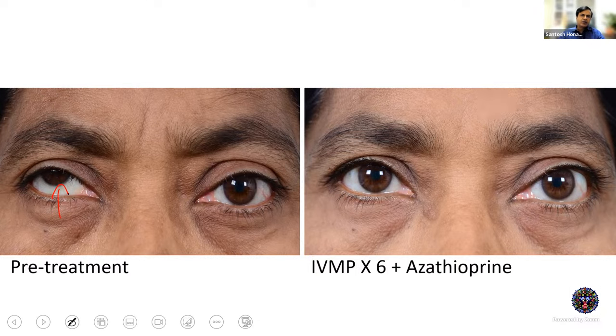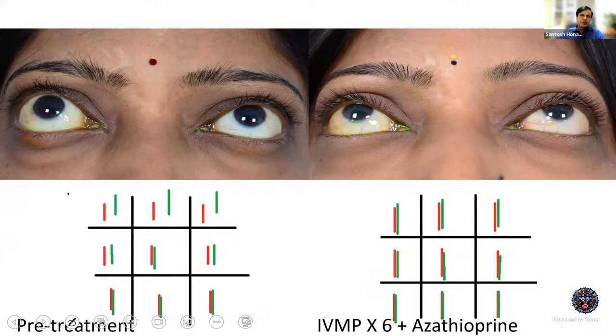She does not have diplopia in primary position, but she continues to have some amount of diplopia in up gaze, which is of no consequence to her. Primary and down gaze, she is fine. One more patient where there is diplopia in all positions of gaze, left eye is not moving up. Following immunomodulation and intravenous methylprednisolone, she has become better.